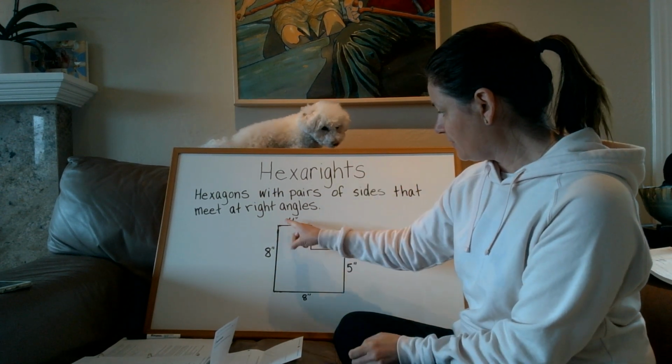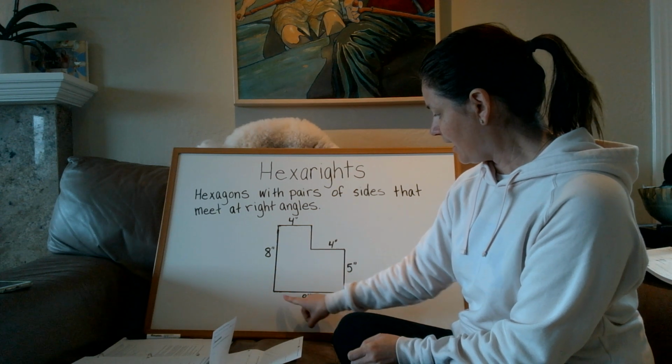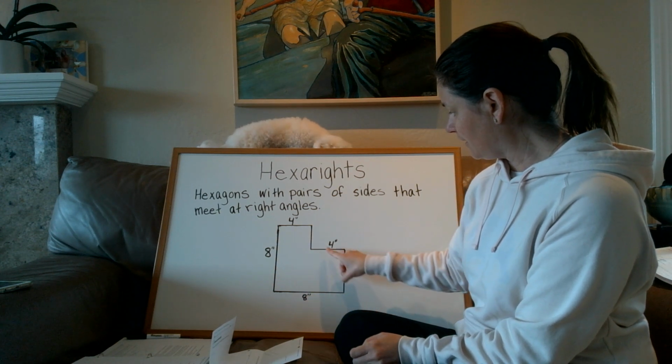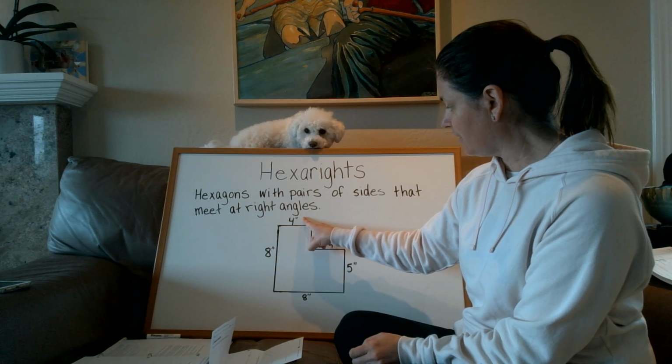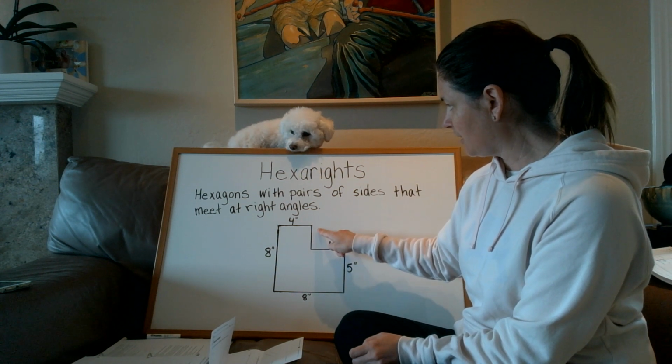So here we have measured this out already: 8 inches on this side, 8 inches here, 5 inches here, 4 inches here, and 4 inches here. Here we're missing a dimension.